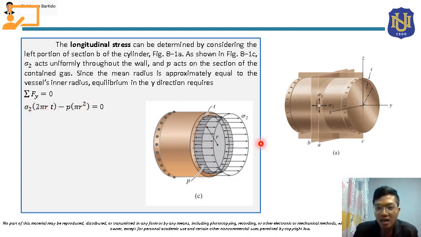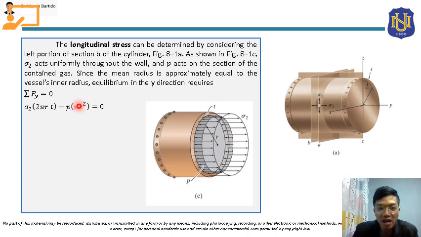Then the pressure, since it is directed oppositely, will be negative here. It is the pressure times the area wherein the pressure acts. That area will be the area of the inner circle, the inner wall, which is a circle, and that is pi r squared.